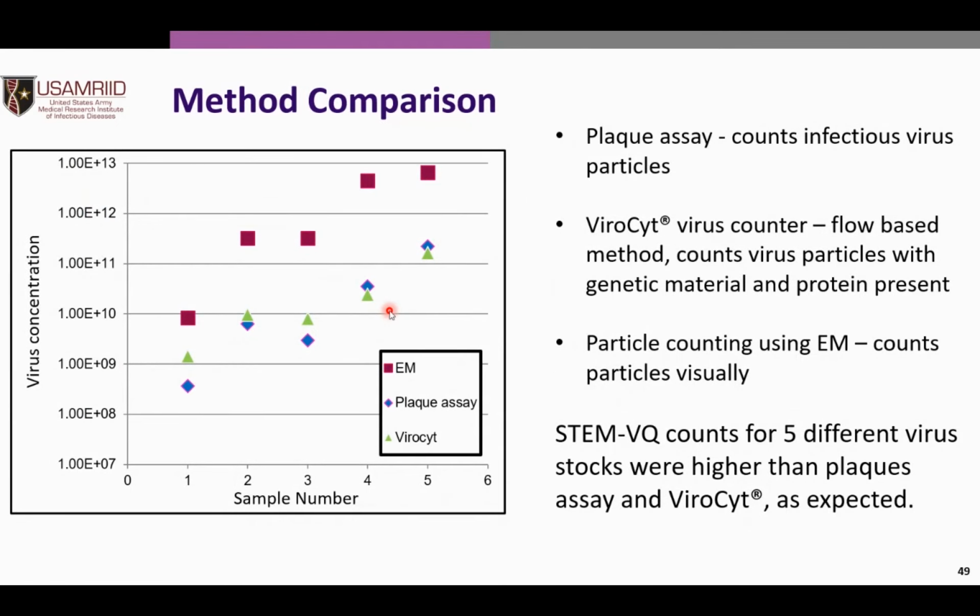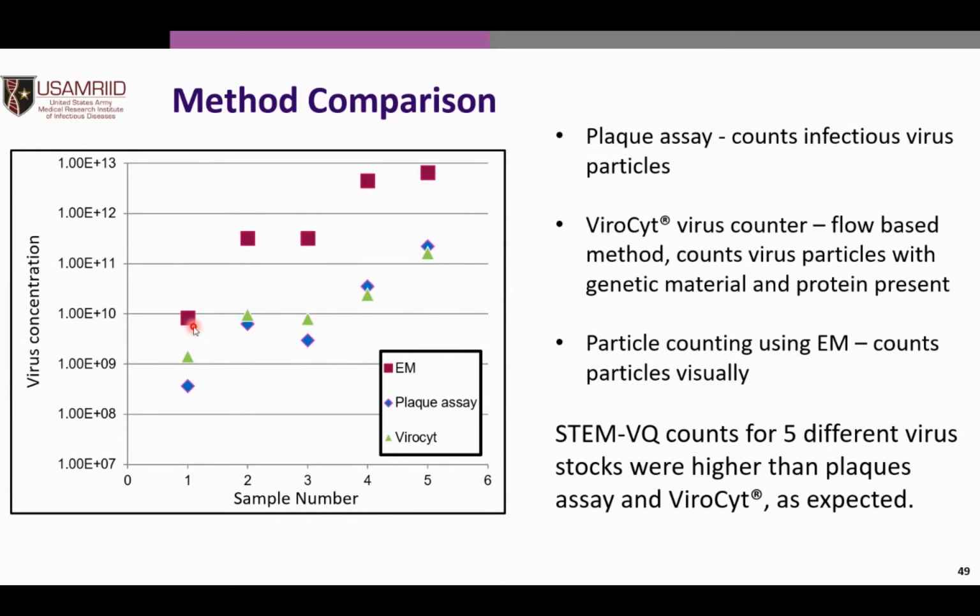This is just comparing plaque assay data, virus site data, and the electron microscopy method for the same stocks. The electron microscopy numbers are these red squares. For each stock, they were higher than the plaque assay and the virus site numbers, which we expected, because as I mentioned earlier, with the electron microscopy method we can count non-infectious or incomplete particles, and you're not going to pick that up in a plaque assay, and you may not pick it up in virus site as well.